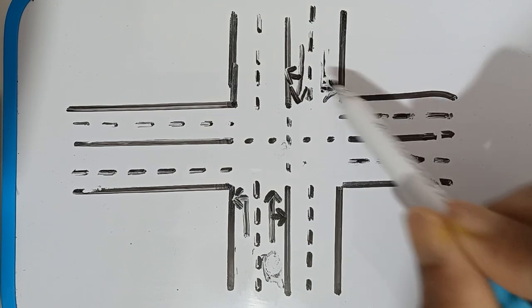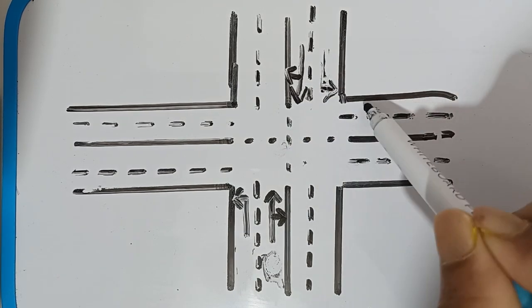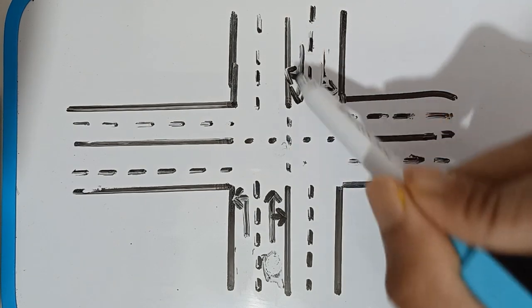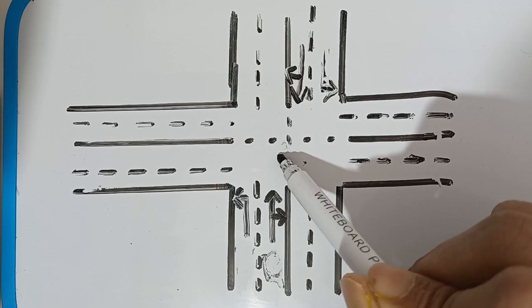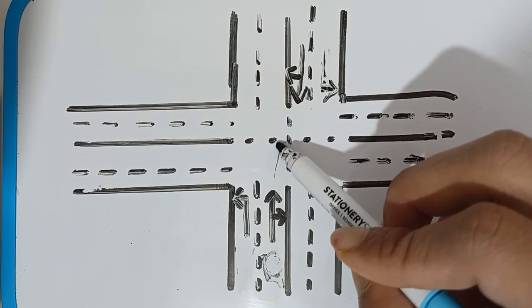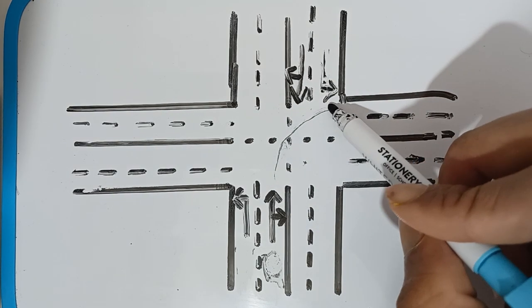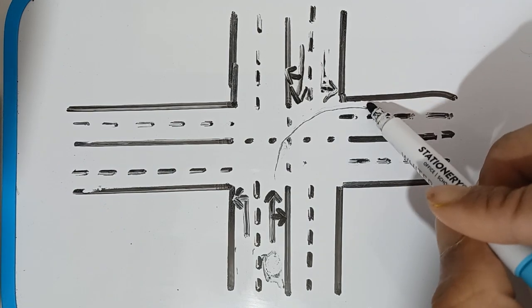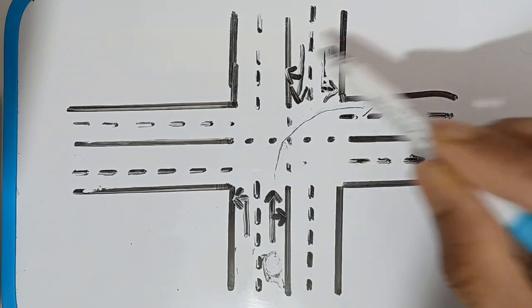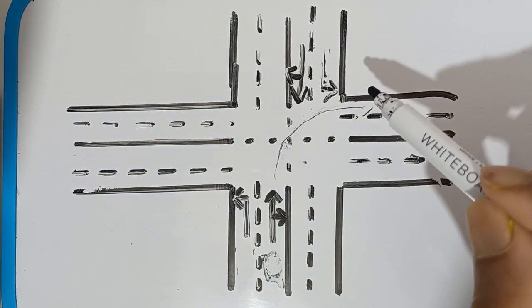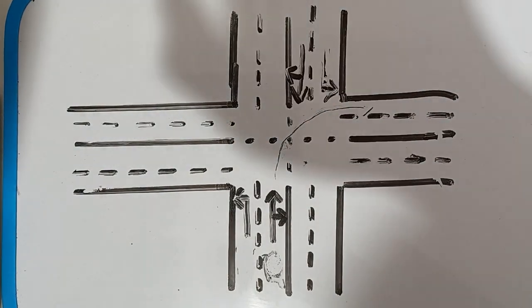So after they go, if the oncoming path is clear, then you can go from that right and that point. That is the basic rule of passing any crossroad.